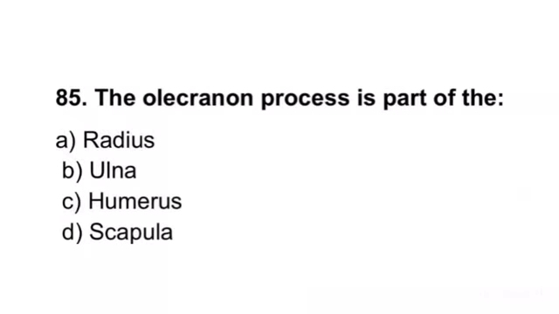85. The olecranon process is part of the A. Radius. B. Ulna. C. Humerus. D. Scapula. Answer, B. Ulna.